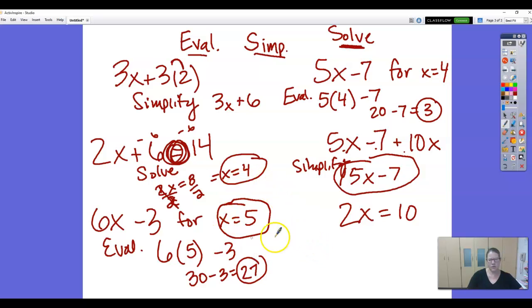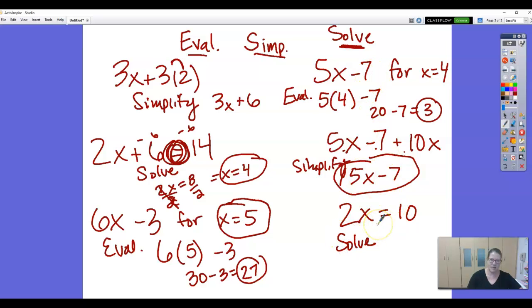Okay. So on your worksheet, I think it just asks you to state which one you would do. Would I simplify, evaluate, or solve? So you're just looking for those equal signs to see if it's an equation. If it's an equation, it's solve. If it doesn't have an equal sign, you know it's going to be evaluate or simplify. The way you tell the difference is that if it's evaluate, it's going to tell you what the variable equals. So our last one has an equal sign in the equation, so I know it's solve.